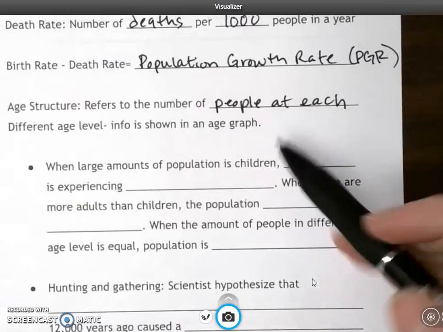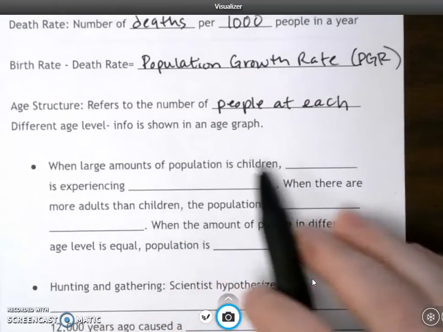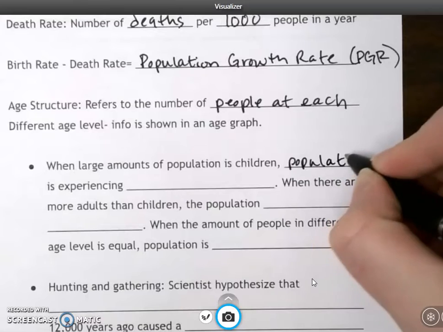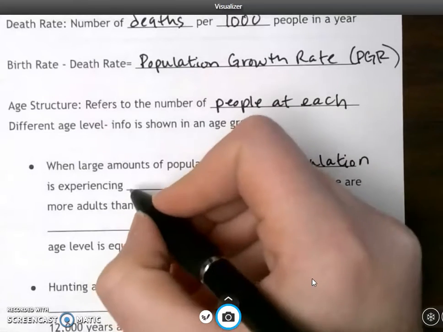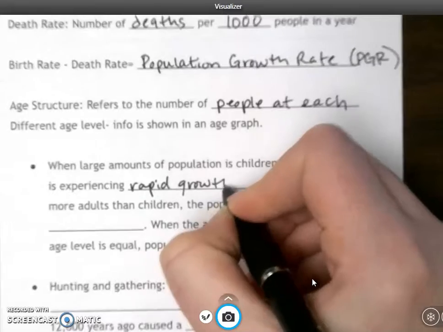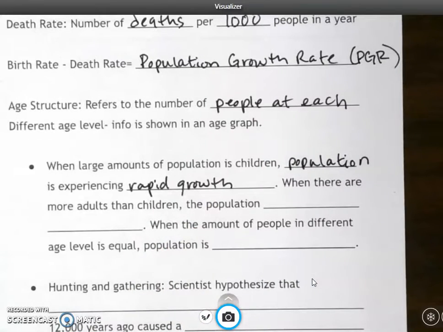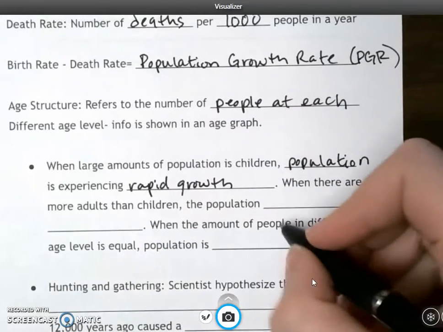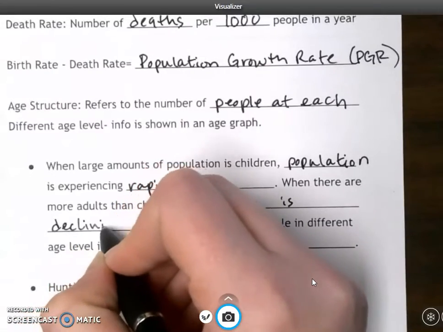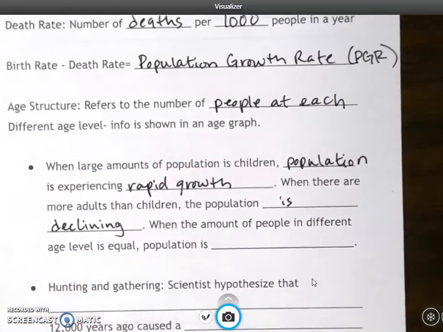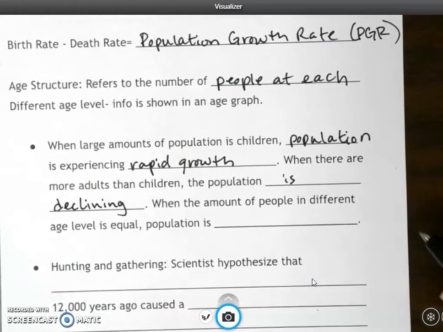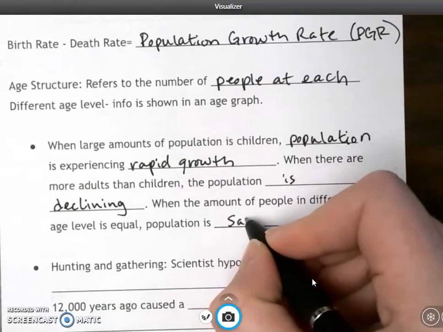When large amounts of the population are children, the population is experiencing rapid growth. When there are more adults than children, the population is declining. And when you have the same amount of people at each different age level, the population is stable.